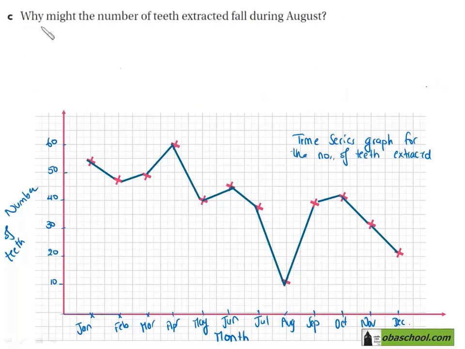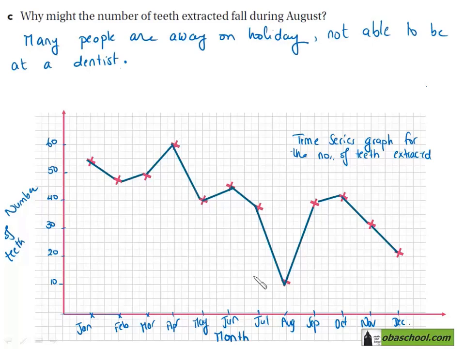And so basically, part C says, why might the number of teeth extracted drop during the month of August? And so this is basically because during the month of August, which is by summer, most of the people are on vacation. And so if people are on vacation, they might not be able to go to a dentist.